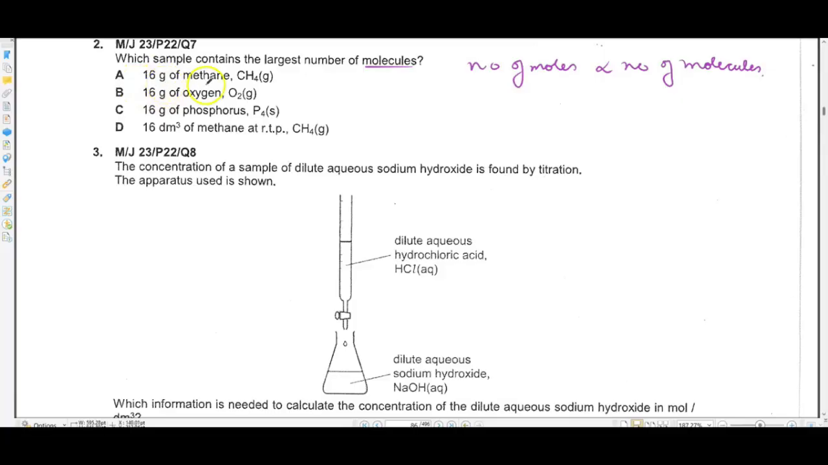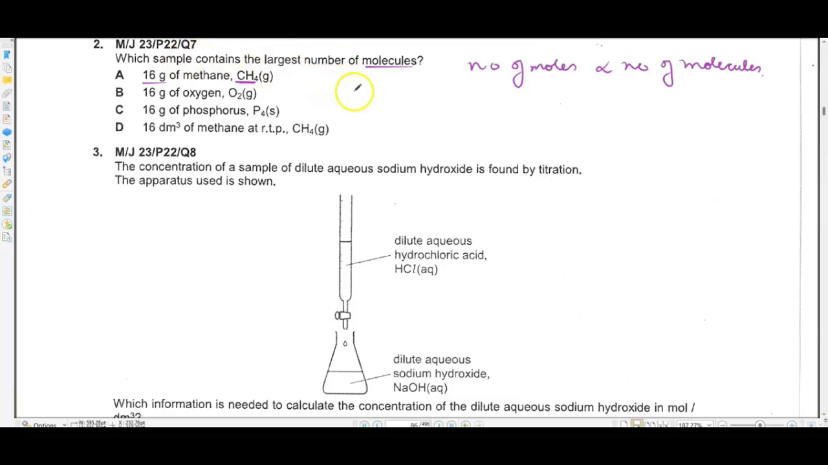So, firstly, we have 16 grams of methane. Then we have 16 grams of oxygen. Then we have 16 grams of phosphorus. And then we have 16 decimeter cubed of methane at room temperature and pressure, as a gas as well. Acha. Now what we need to do is we have our grams and we have our compound. So we should find the number of moles in this much grams of the compound, and then compare them with each other to find the sample which contains the largest number of moles.